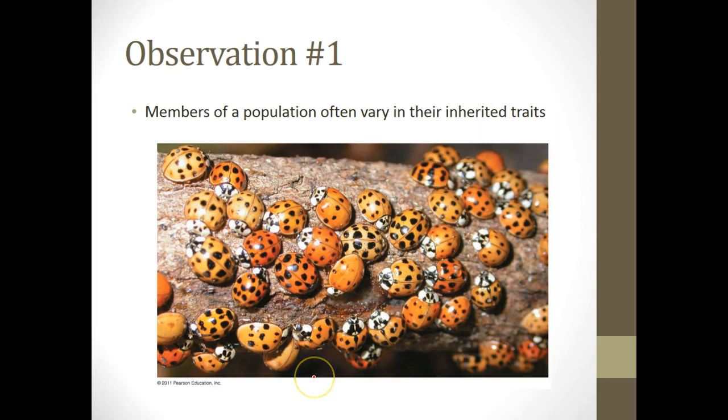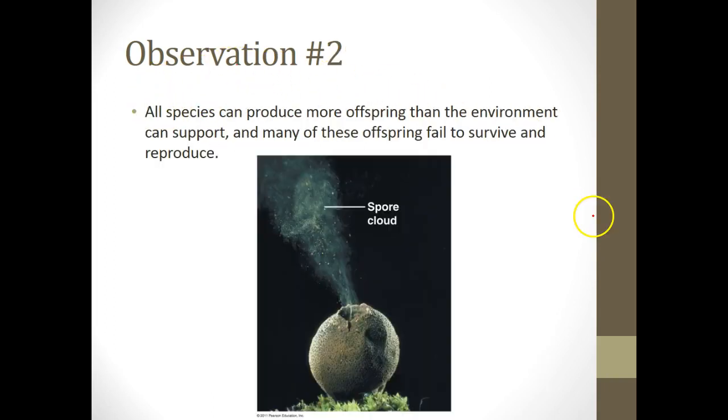Okay, a few observations Darwin made is that members of a population often vary in their inherited traits. You can see that here. These are all ladybugs, but you'll notice that every ladybug looks different, and you really don't notice ladybugs looking different until you get a bunch of them at the same time. Okay, so every single species on the planet has variation, much like humans. We know that humans obviously look different and have a lot of variation, but so do other organisms.